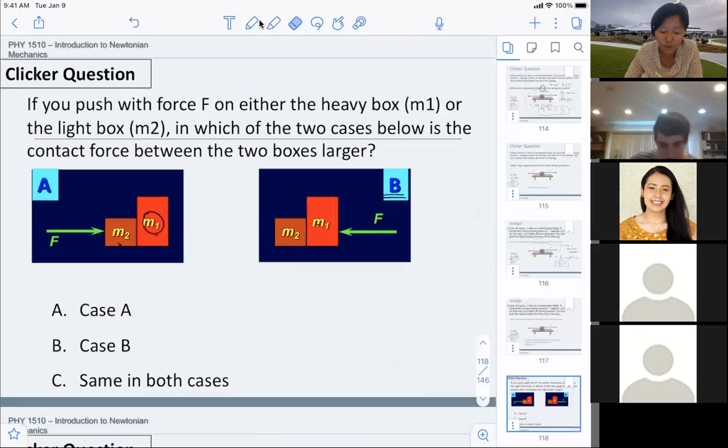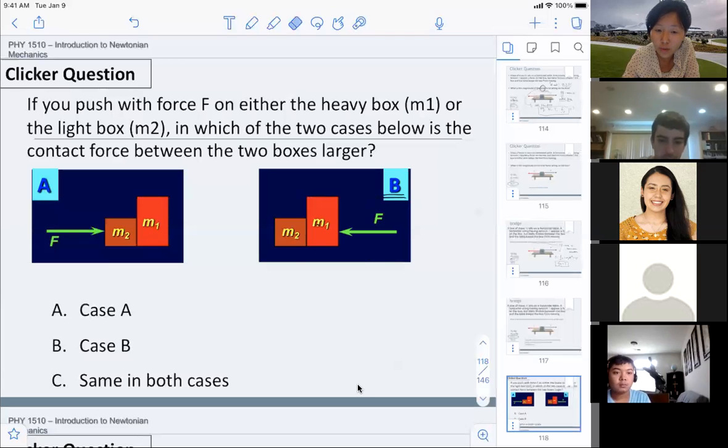So let's think about how we figure out which contact force is bigger, or maybe they're the same. Take a screenshot of this if you want to discuss a little bit, and after we come back, we will work on this question together. And I will visit room 8 for breakout rooms for this question.